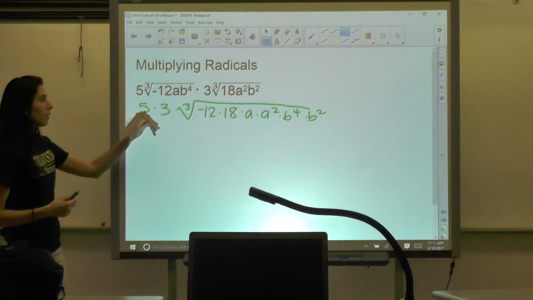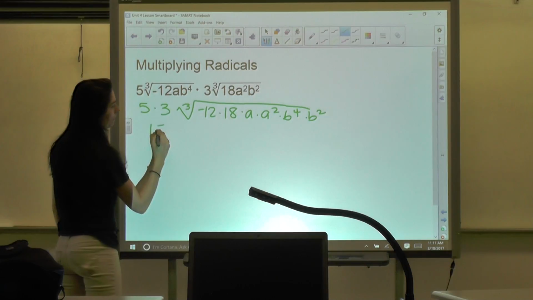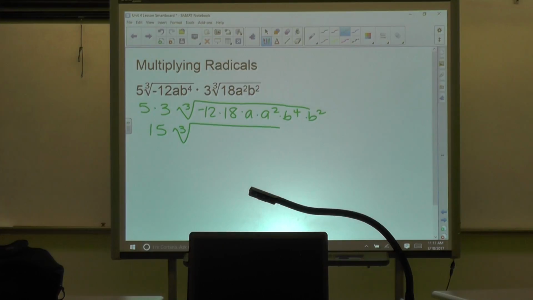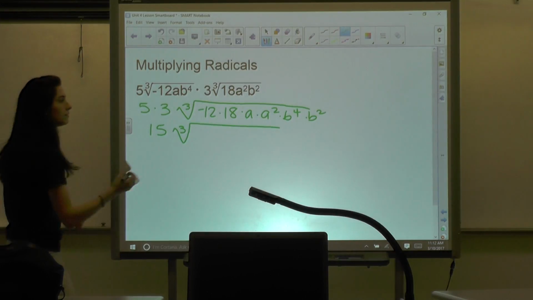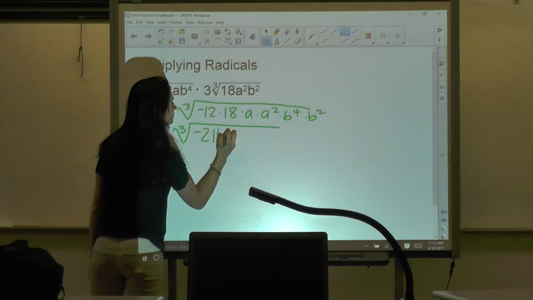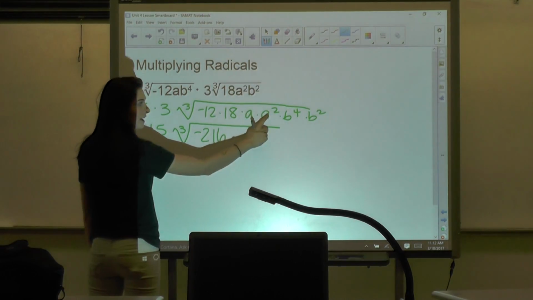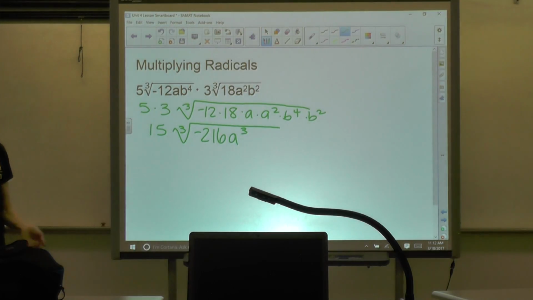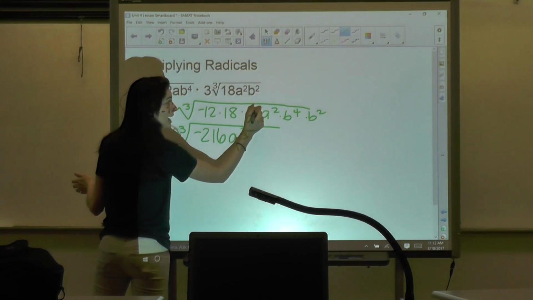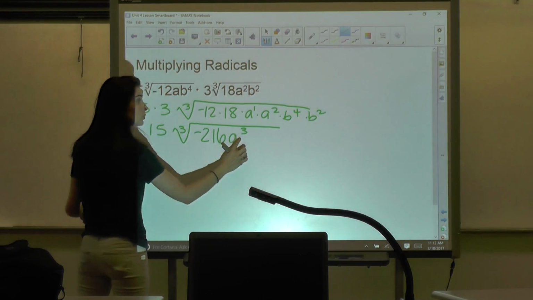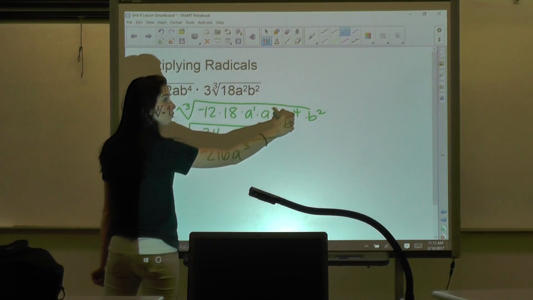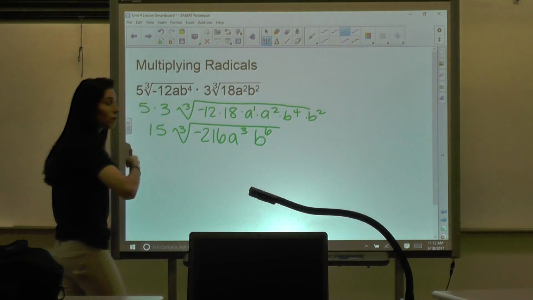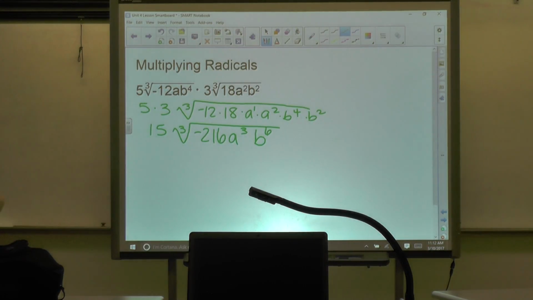Okay, so now we're going to simplify. What is 5 times 3? 15. The cube root of, can someone tell me what negative 12 times 18 is? Negative 216. Then I have a to the power 3 because a times a squared, power times the power, so you add. Technically this is a to the power 1, so 1 plus 2 is 3. Then I have b to the power 4 times b to the power 2. So you have b to the power 6, power times the power, so you add. 4 plus 2 is 6.